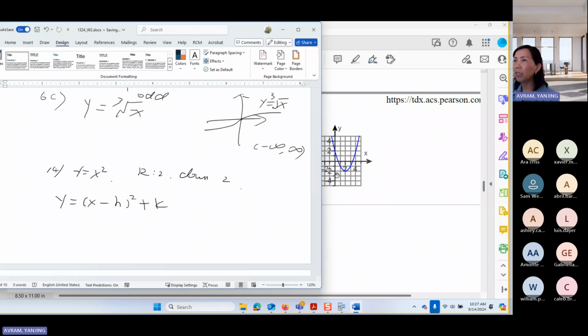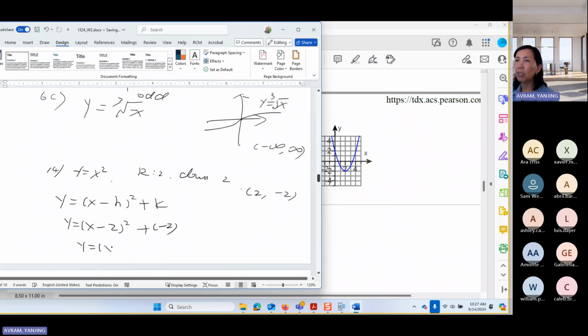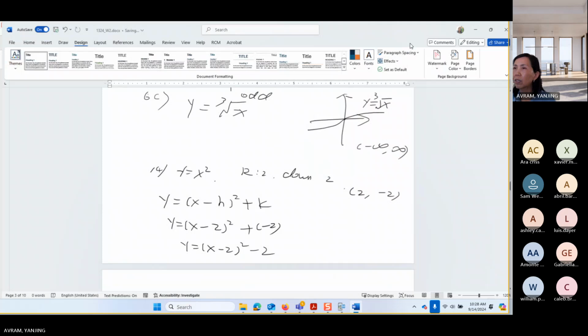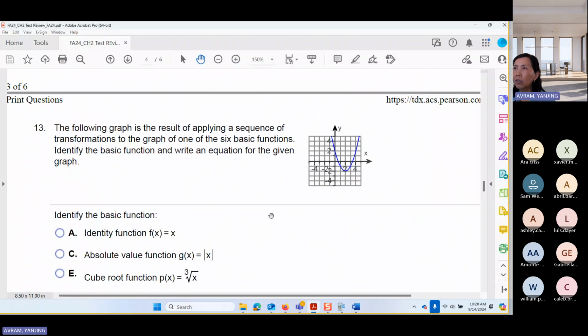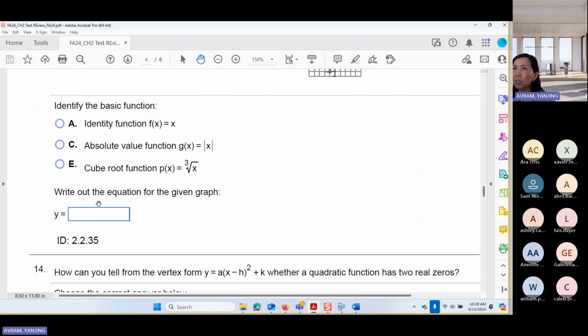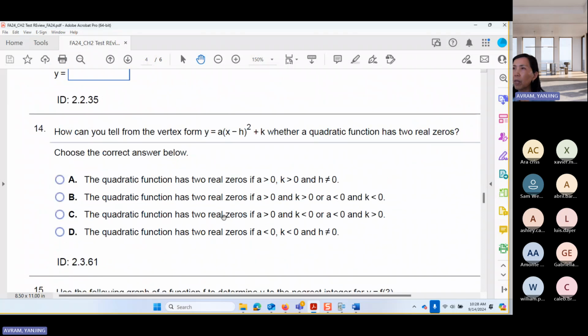Basically, h and k are the vertex here. So your vertex is 2 and negative 2, because it moves to the right. So y is (x minus 2) squared, and then plus k. K here is negative 2. So basically this will be (x minus 2) squared minus 2. Any questions? Okay, so that is the function moving here. So write down the equation for this graph.